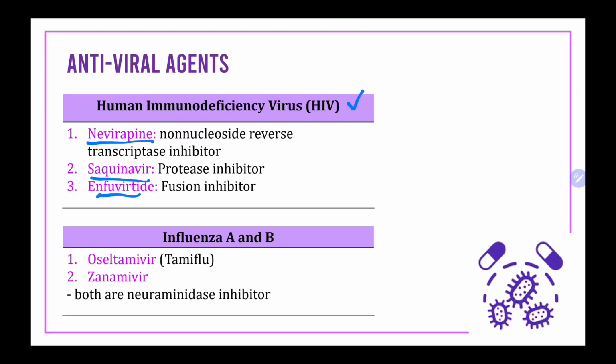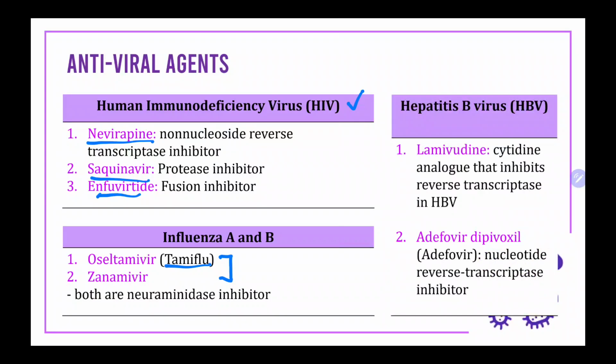Next, the drugs under the treatment of influenza A and B are your oseltamivir, which is commonly known as your Tamiflu, and your zanamivir. Both your oseltamivir and zanamivir are neuraminidase inhibitors. And lastly, under the treatment for hepatitis B virus, you have your lamivudine and your adefovir dipivoxil, or mas common siya as adefovir.